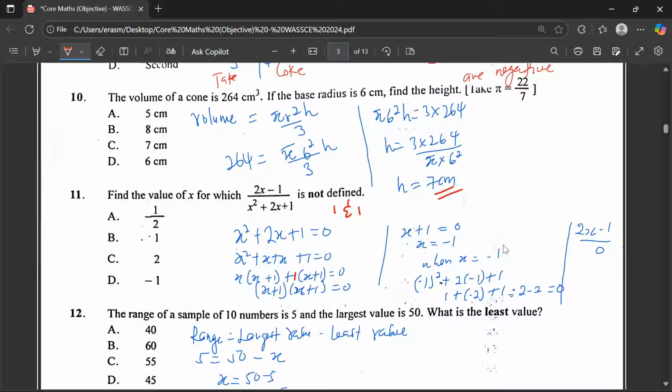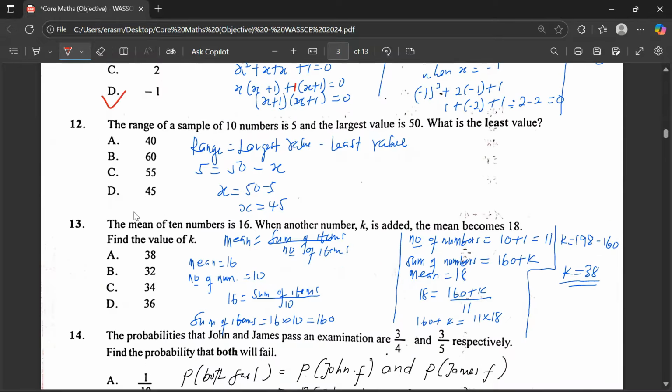So when x equals -1, then we put in this equation, we are going to have -1 squared plus 2 times -1 plus 1. That is going to be 1 plus -2 plus 1. 1 plus 1 is 2. That is 2 minus 2, and this equals 0, right? So the right answer is what? Option D, -1.